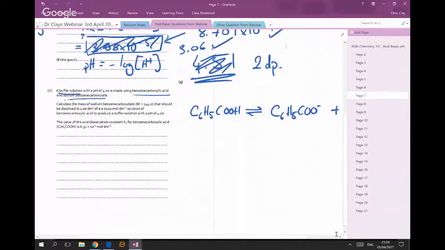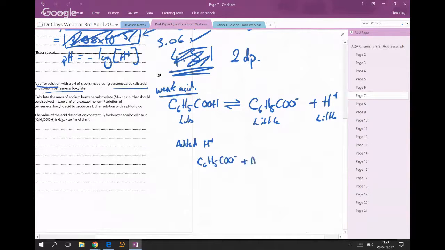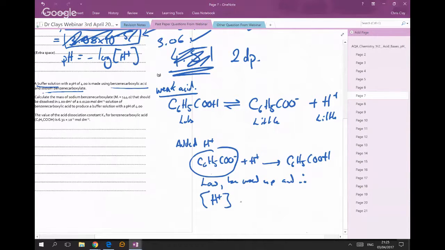Okay, so back to our buffer solution. If this was just a weak acid and not a buffer, we would have lots of this, a little of this, and a little of this. What would happen in this reaction is if we added H plus, then C6H5COO minus plus the H plus would go to form C6H5COOH. But there'd be a problem because this value of the salt is low, it would be used up, and therefore the H plus concentration would increase rapidly. That's if we had a weak acid.